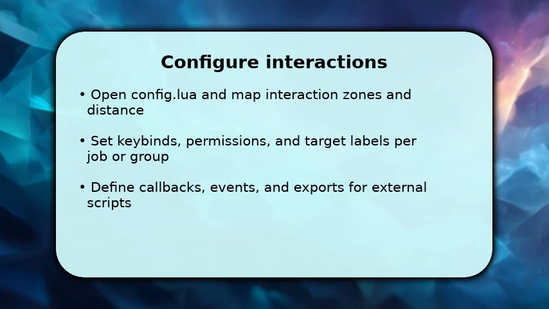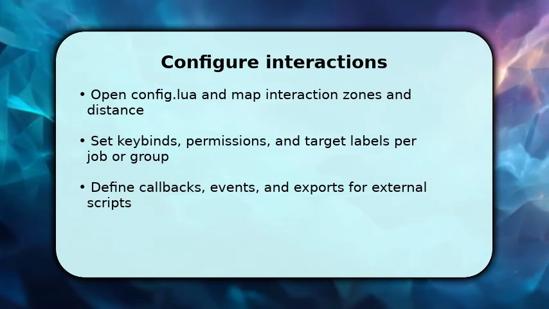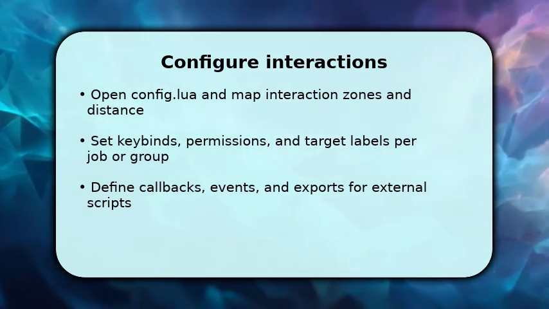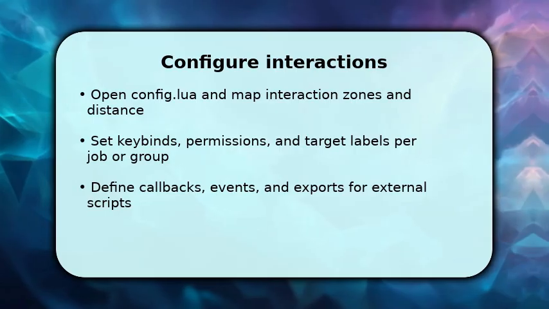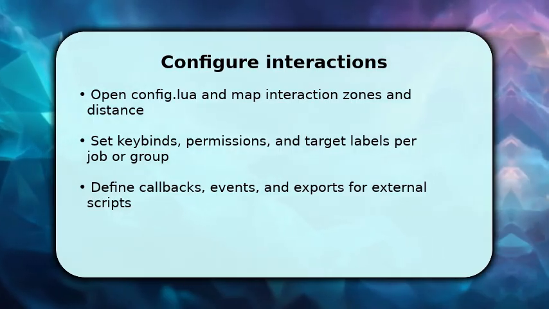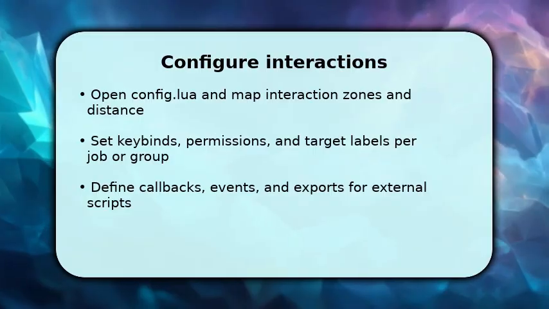Next, open the config and define your interaction zones with coordinates and radii so targets trigger reliably. Once configured, set keybinds and permission checks for jobs or groups. This controls who sees which options.